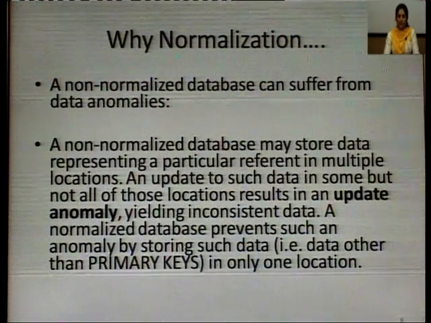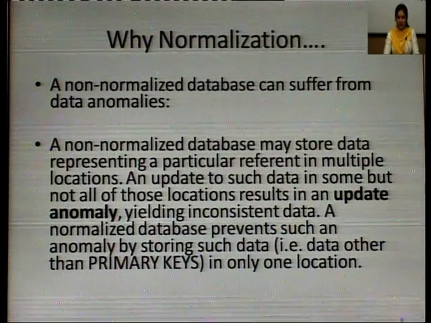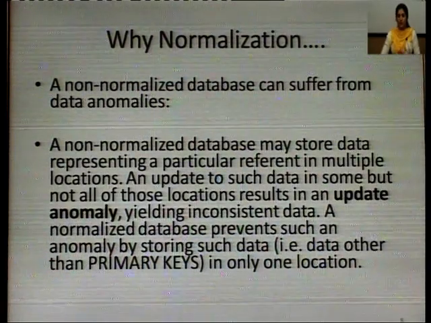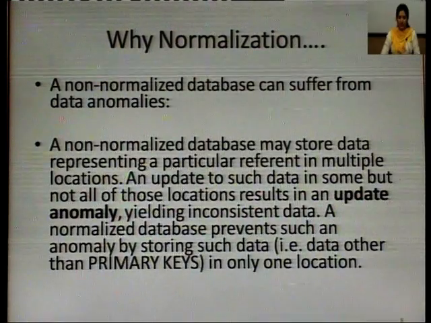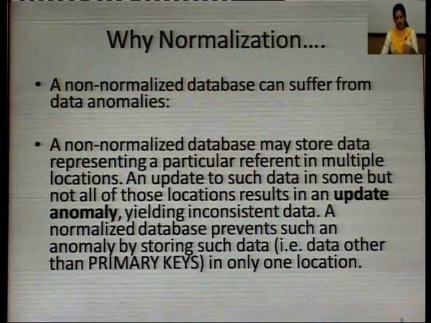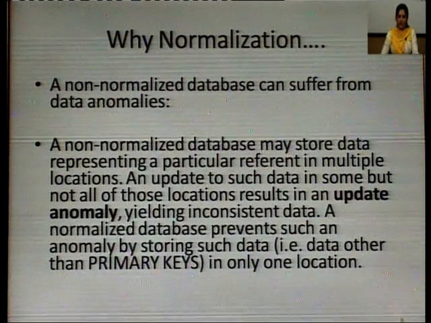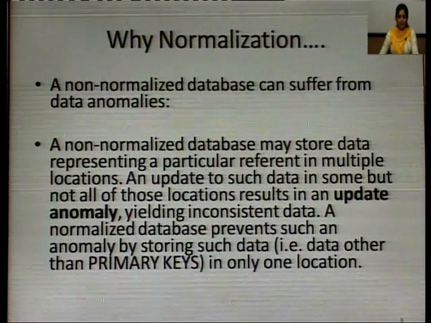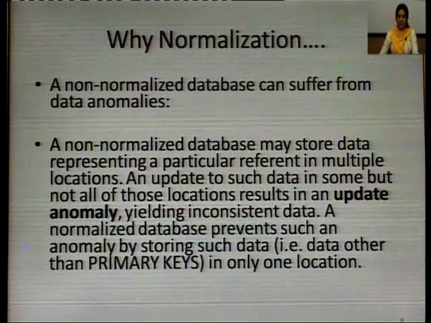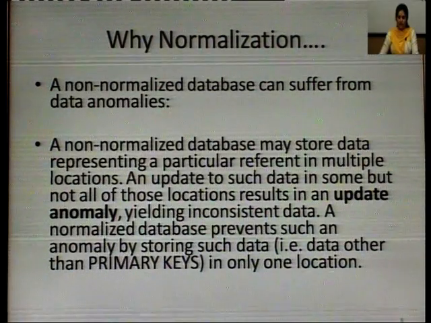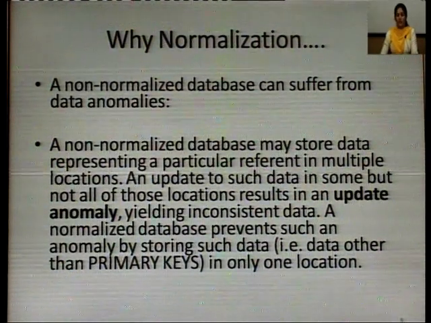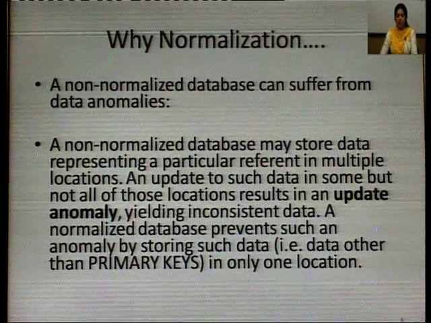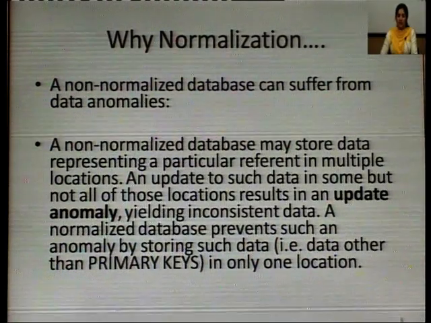Why do we use normalization? A non-normalized database can suffer from data anomalies. There are various types of anomalies. They are known as updation anomalies, insertion anomalies, and deletion anomalies. If your table is having duplicate values, the values which are stored in your database will be definitely inconsistent. A non-normalized database may store data representing a particular referent in multiple locations. For example, a record of a student may be stored at more than one location, which will result into inconsistency.